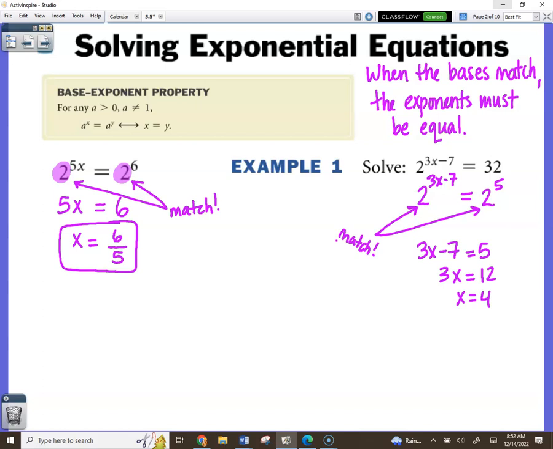It's as simple as going to your calculator and typing the left side in. So 2 caret and then 3 times 4 minus 7, hit enter, and you should get 32, and then you know you did it right, okay? So take that 5 extra seconds to type it in.